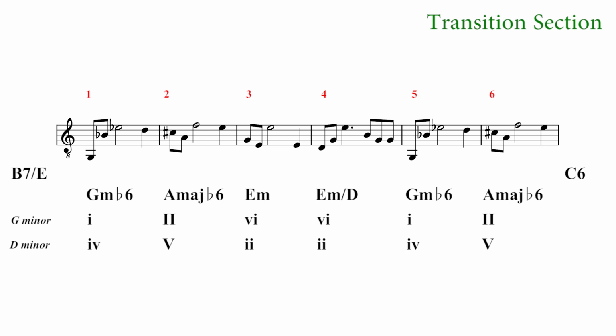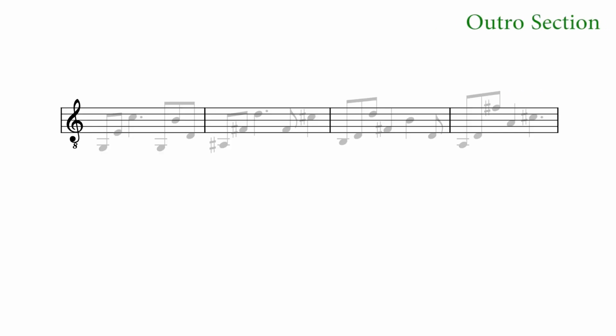The verse repeats several more times, as before, and then finally we reach the outro section. This section consists of another arpeggiated guitar riff consisting of 4 chords.